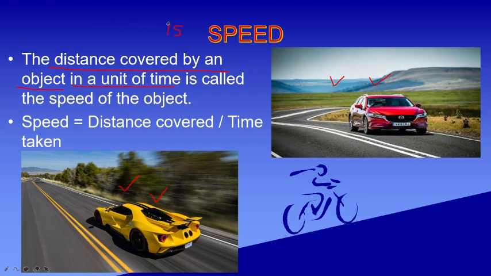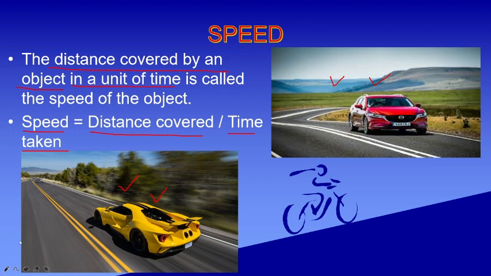So here, what is speed? Suppose one car covers 20 kilometers of distance in 5 hours. So here the distance covered is 20 kilometers and the time taken is 5 hours. So with this formula we will find the speed of this car. The formula of speed is equal to distance covered upon time taken. Okay, distance covered by time taken.